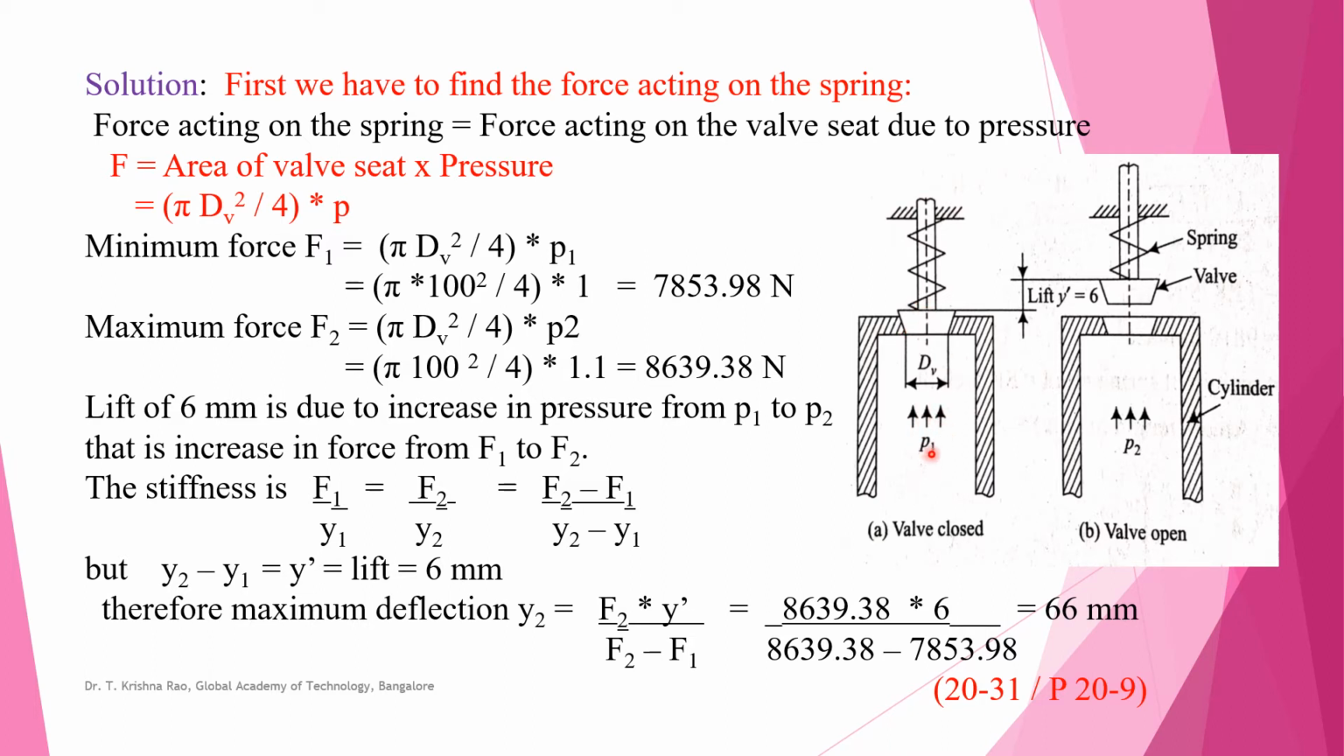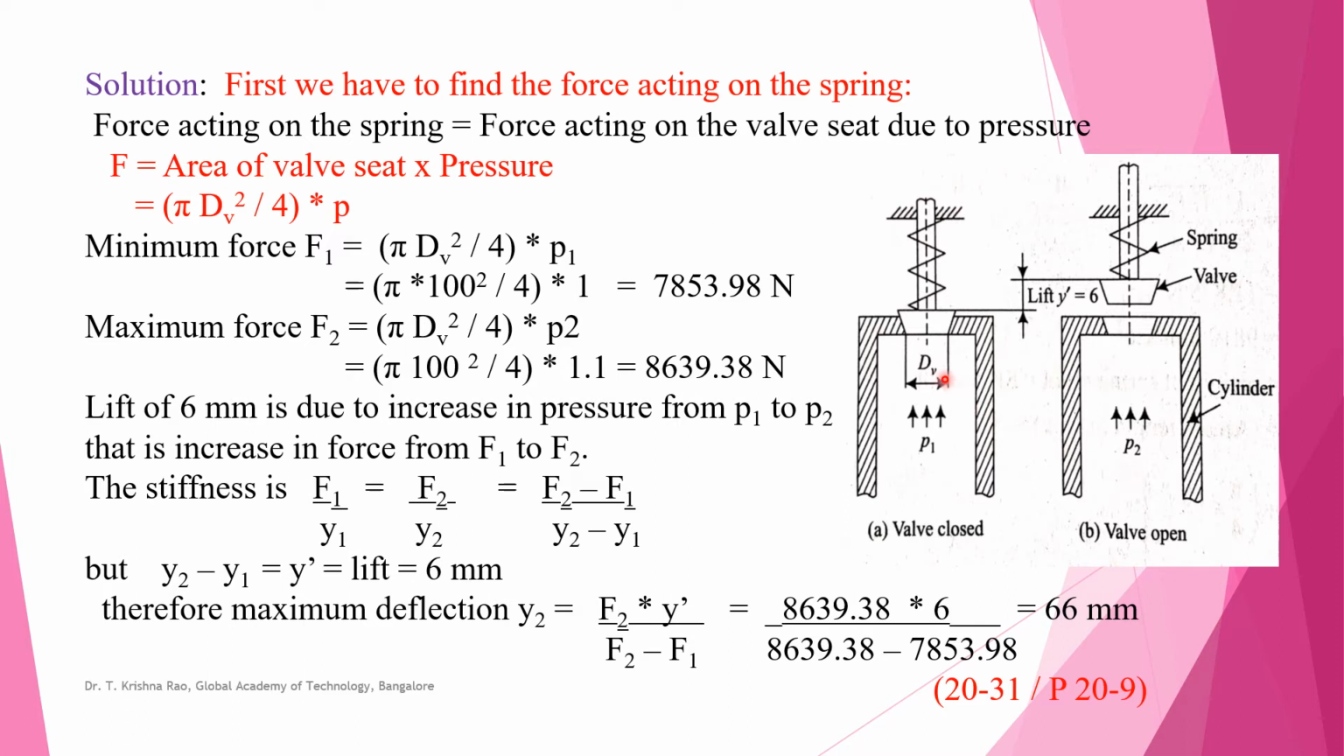When the pressure increases from 1 to 1.1, the valve slowly lifts up here. You can see the valve is lifted up. The extra steam leaks through this, and there is a lift of 6 mm. When the pressure is changed from 1 to 1.1, the lift caused is 6 mm. The increase in pressure is causing the lift.